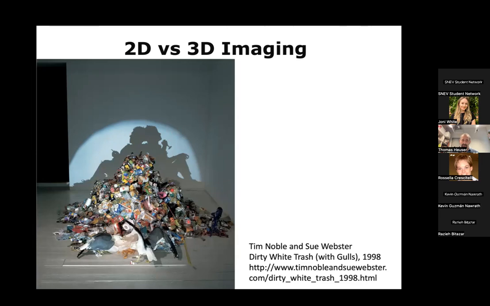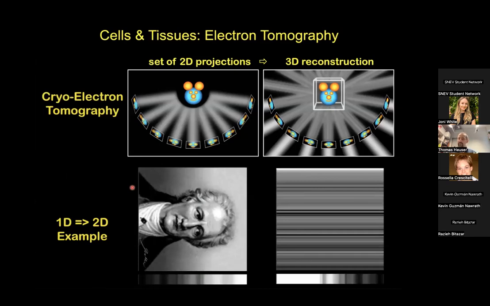So this here is an artistic example from two artists, Tim Noble and Sue Webster. I like this example a lot to show how the 3D shape of what we think an object is could in fact be quite different. And therefore, there are also other methods that we can use in cryo-electron microscopy to really look at the 3D sample, at the real 3D structure. This approach is called cryo-electron tomography. And here's a simplified version of how it works.